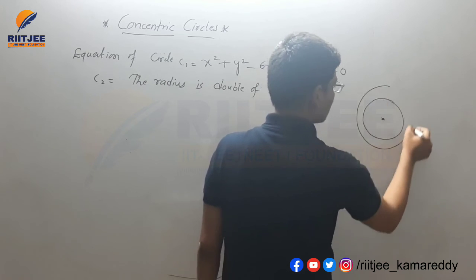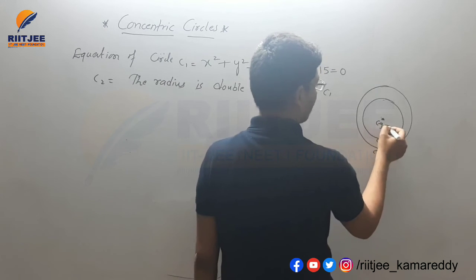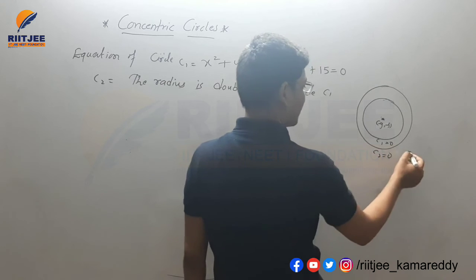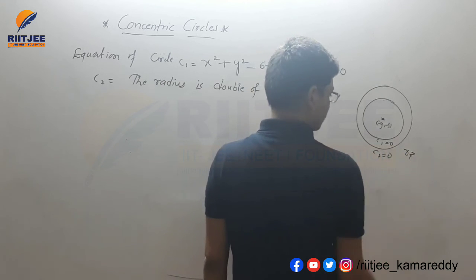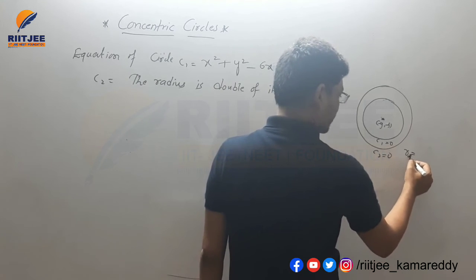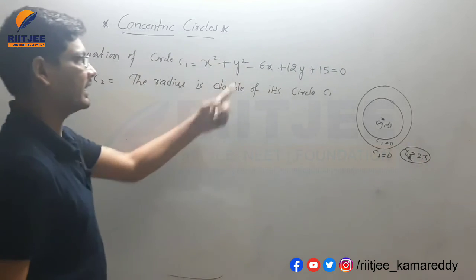And circle C2, this is C1, C2 having the same center minus g comma minus f, with constants C1 and C2. Here R2 is equal to 2 into R1. This is double the radius. Next, the radius of this one.